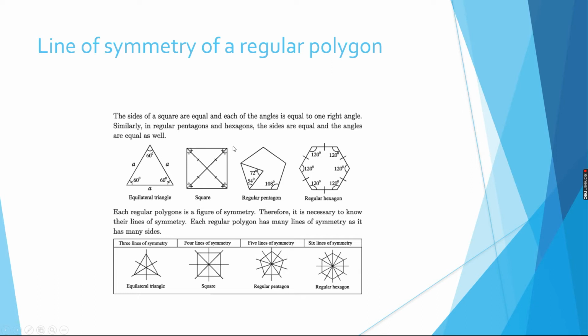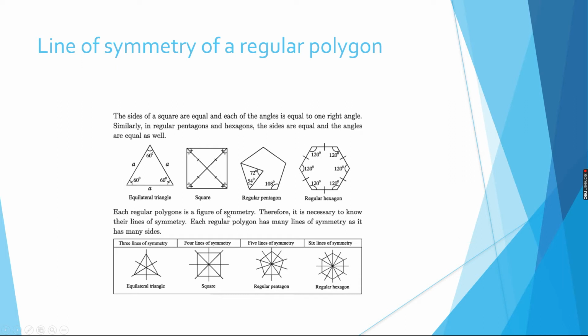Okay. And in this figure, this one is a square, all the angles are 90 degrees and all the sides are also equal. So the sides of the square are equal and each of the angles is equal to one right angle, that means 90 degrees. Similarly, in regular pentagons and hexagons, the sides are equal and the angles are also equal. In this shape, regular hexagon, all the sides have the same length and all the angles are 120 degrees.